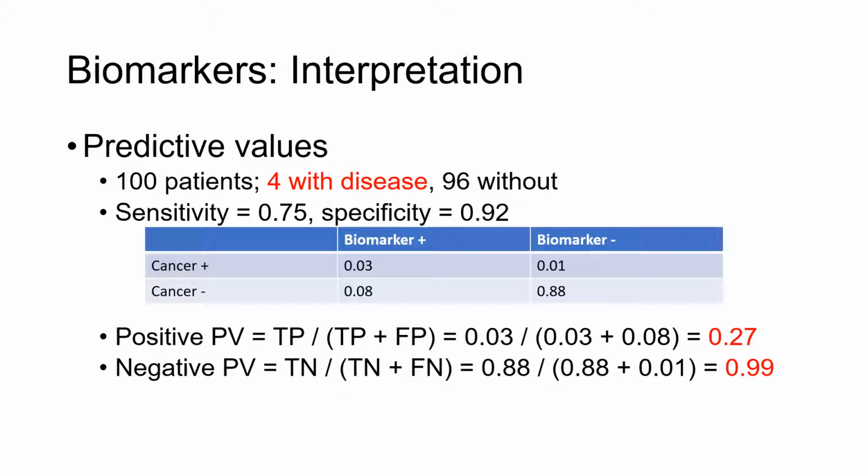We can then plug these numbers into our equations for PPV and NPV, and we can see that our PPV has dramatically dropped to 0.27 or 27%, while our NPV has increased to 0.99 or 99%. This makes the test somewhat more useful to rule out the disease for a given patient. That is, if the patient has a negative biomarker result, we can be 99% sure she does not have the disease, but it's far less useful to make an actual diagnosis. The probability of disease based on this result alone is only 27%.